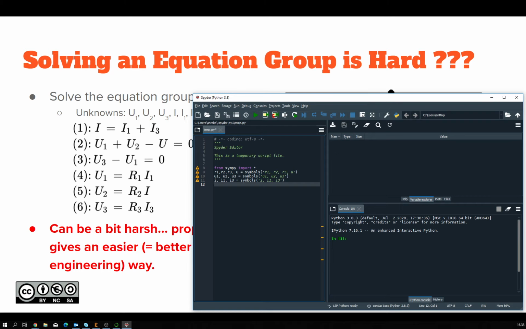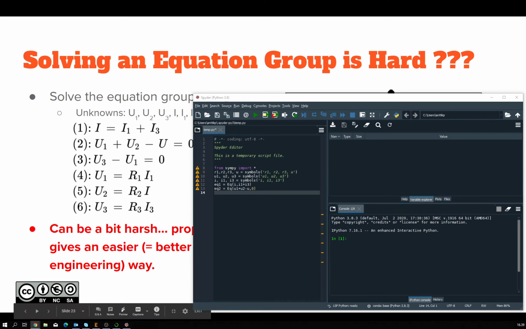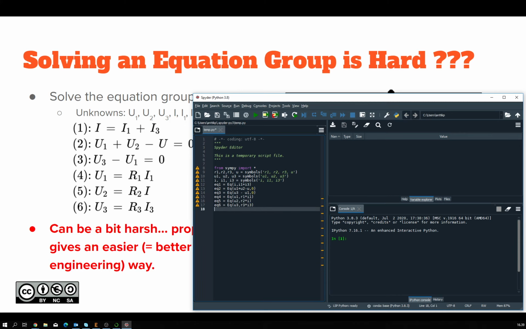Next, we can start making the equation group by giving the equations. EQ1 equals the function Eq, where I is equal to I1 plus I3. Okay, equation 2 is U1 plus U2 minus U equals 0. This way you go through all of these equations, and let me do a shortcut here. There we have the rest of the equations.